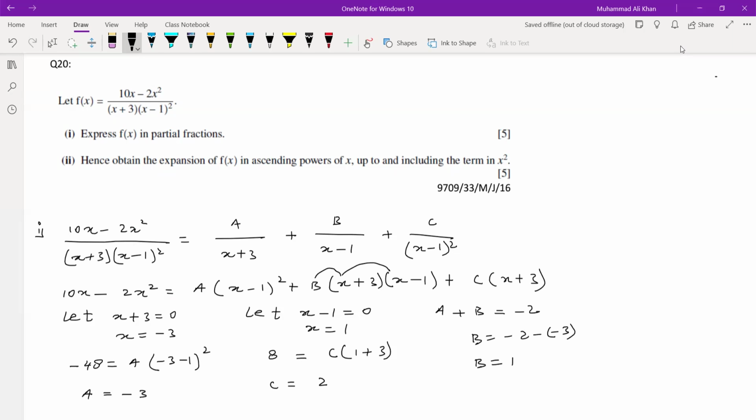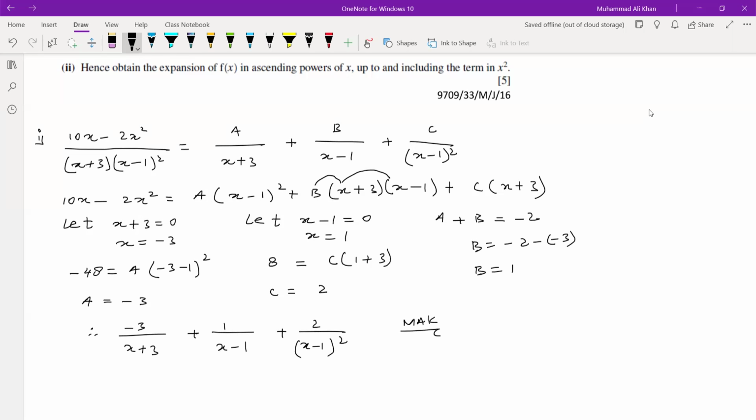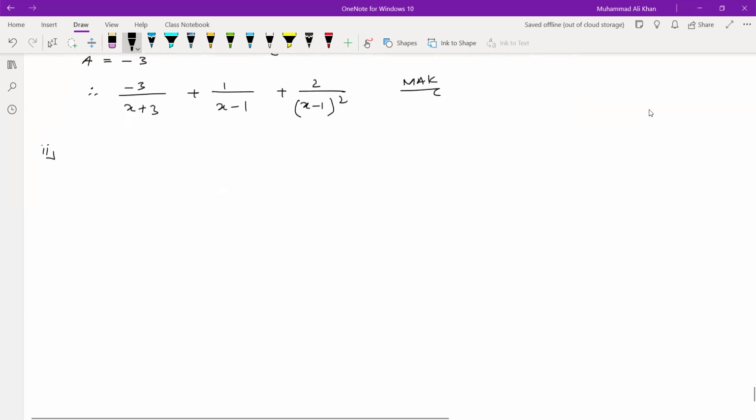Therefore, we can say that the final answer is, what is a? Minus 3 over x plus 3. What is b? Plus 1 over x minus 1. What is c? Plus 2 over (x minus 1) whole squared. This is the first part. Clear? And after that, in the second part, we have to expand up to x squared.